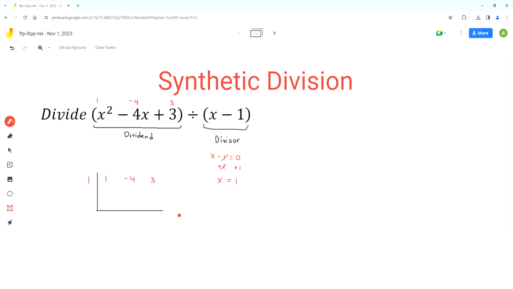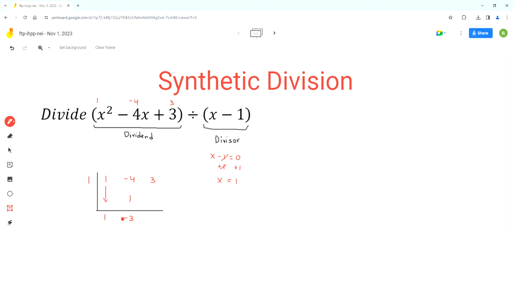And now we'll start the synthetic division. First step is to bring down the first coefficient, and we write it under the line: 1. Now we multiply the 1 that we wrote at the top on the left side with the 1 that we brought down. So 1 times 1 is equal to 1, and we write that 1 under negative 4. Now we add the numbers in the column. So negative 4 plus 1 is equal to negative 3.